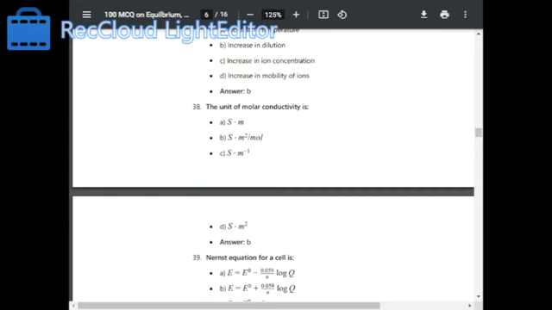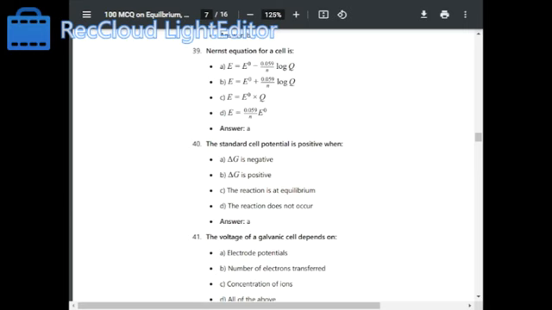Question number 38. The unit of molar conductivity is option A, Siemens per meter, option B, Siemens per meter per mole, option C, Siemens per Siemens per meter, option D, Siemens per meter square. The option B is correct. The Siemens meter square per mole is the unit of molar conductivity.